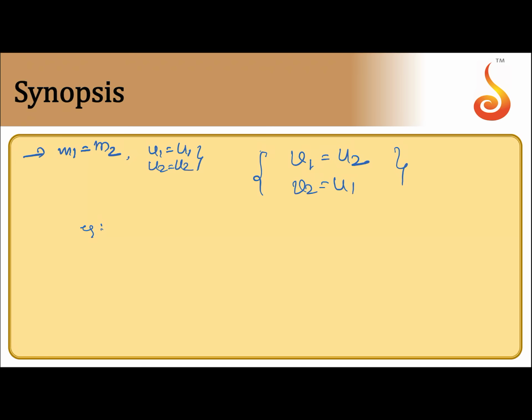As an extension, if u2 is equal to 0 and u1 is u, then v1 is equal to 0 and v2 is equal to u1. Which means if two equally massive particles collide, one moving and the other at rest, their velocities get interchanged. The one which was moving comes to rest and the one which was stationary starts moving with the same velocity.